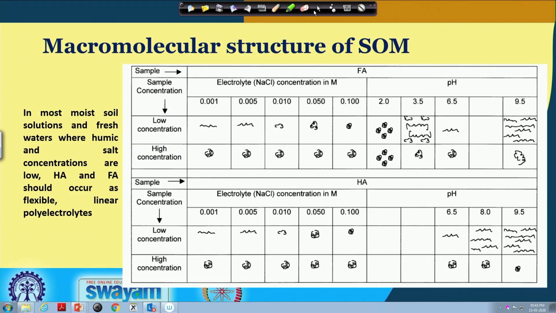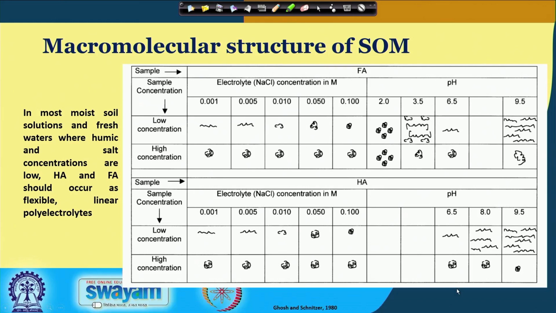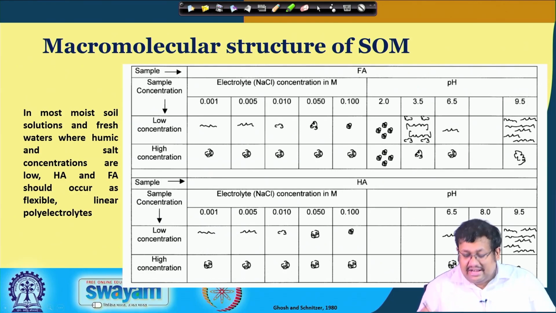Now, in most moist soil solutions and fresh water, when humic acid and salt concentrations are low, humic acid and fulvic acid should occur as flexible linear polyelectrolytes. That means what we have seen is that in moist soils with fresh water, where humic acid and salt concentrations are low, both humic acid and fulvic acid show flexible linear polyelectrolytes. So, this is how the polyelectrolyte or macromolecular structures of soil organic matter change due to the variation of these determinant variables.